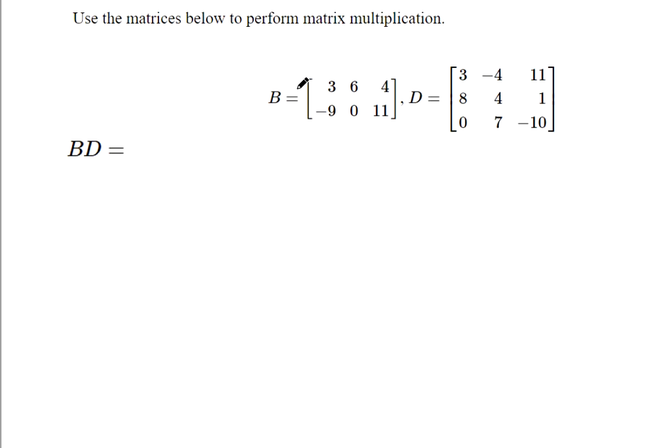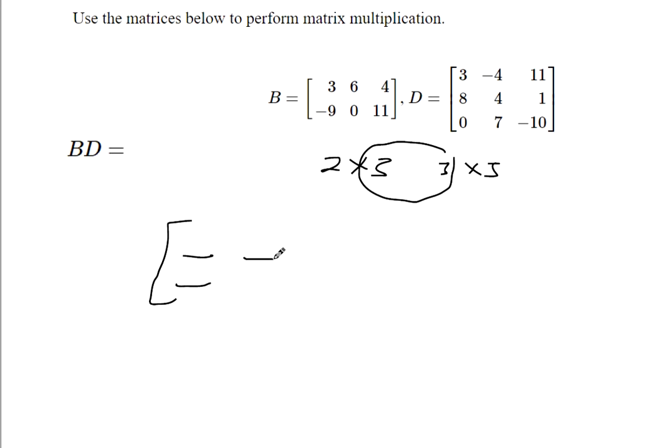So what we mean by that is, look, this thing has 2 rows and 3 columns. This thing has 3 rows and 3 columns. They can multiply because their inner dimensions match. It wouldn't work if it was D times B, right? Once you've determined that you can multiply them, your resulting matrix is going to be the outer dimensions. It's going to be a 2 by 3 matrix. 2 rows, 3 columns.